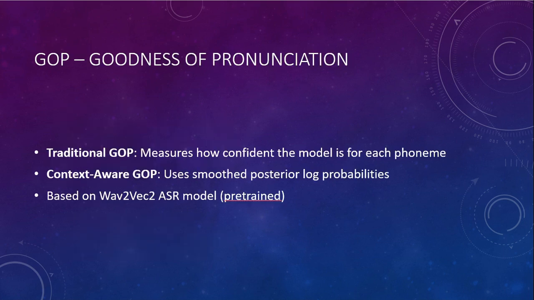GOP, goodness of pronunciation, checks how likely a spoken phoneme matches the expected one. I implemented both the traditional GOP and an improved context-aware version that uses smoothened log probabilities. These are derived from the wav2vec acoustic model using PyTorch and torchaudio.